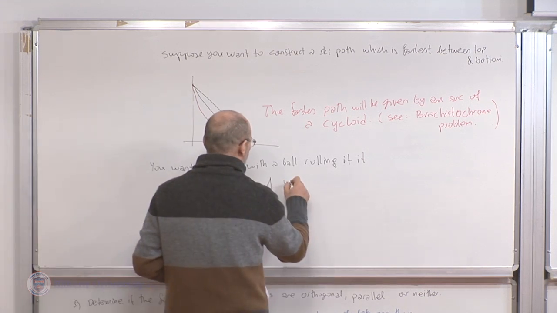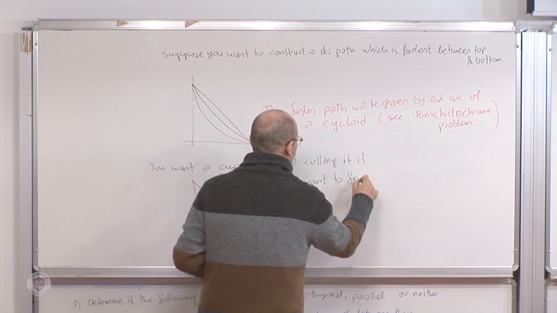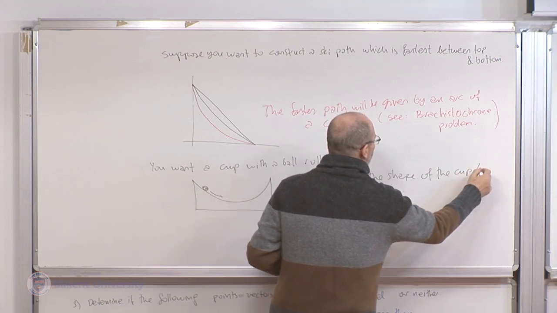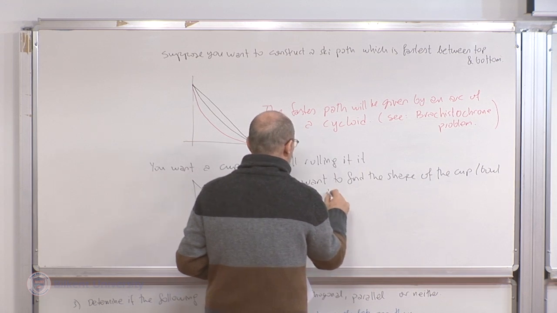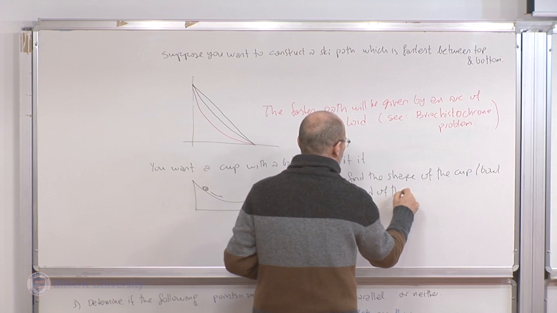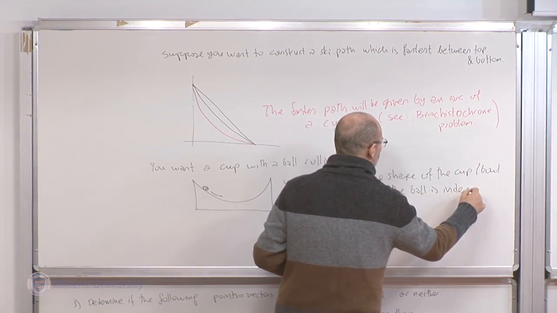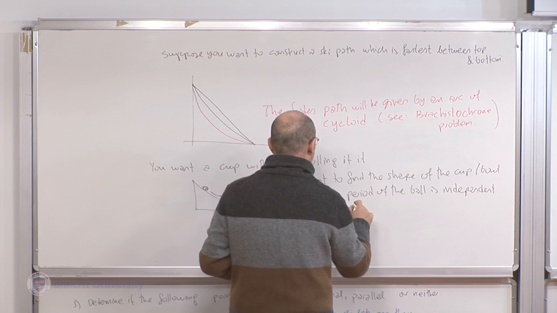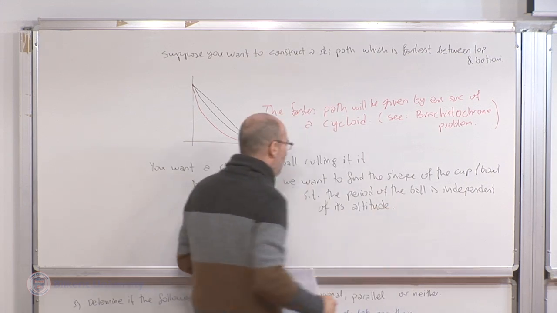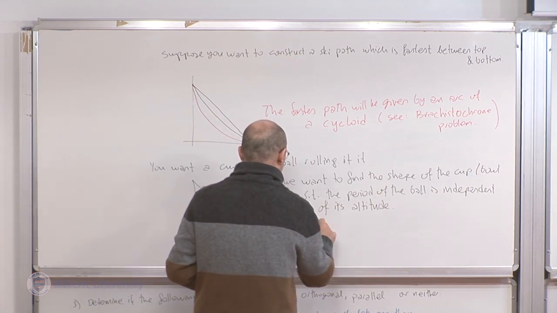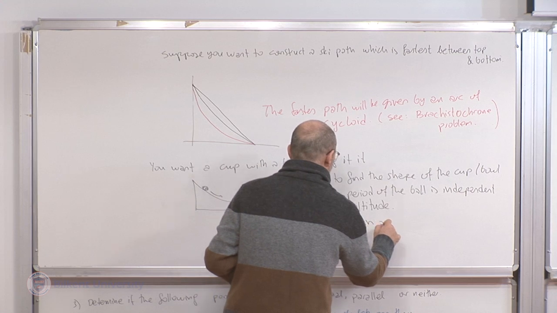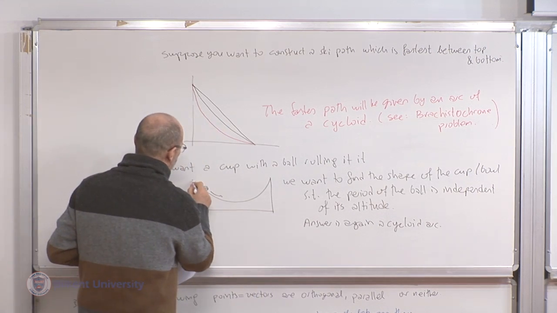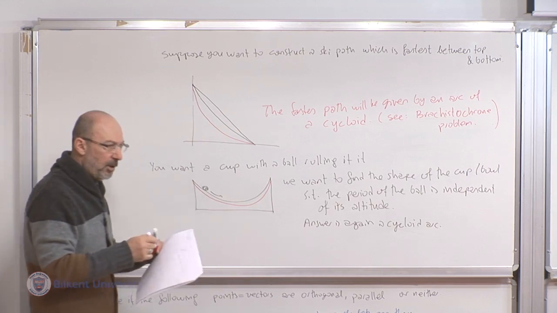So we want to find the shape of the cup or bowl such that the period of the ball is independent of its height, altitude. So the answer is again a cycloid arc. If you draw a cycloid arc like this, that will solve the problem.